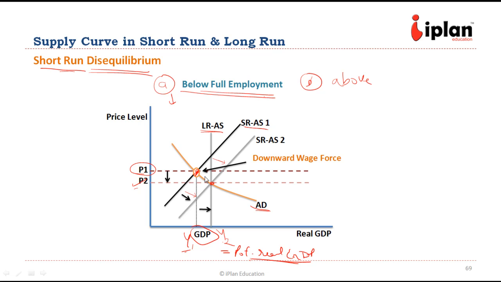So when we are operating at some other level where our GDP was less than the potential real GDP or less than our long run aggregate supply, in that case there will be a push. It could be, for example, because of the downward wage force, because at that level the prices will be higher. So this downward wage force will push the supply curve downwards so that we'll achieve potential real GDP.